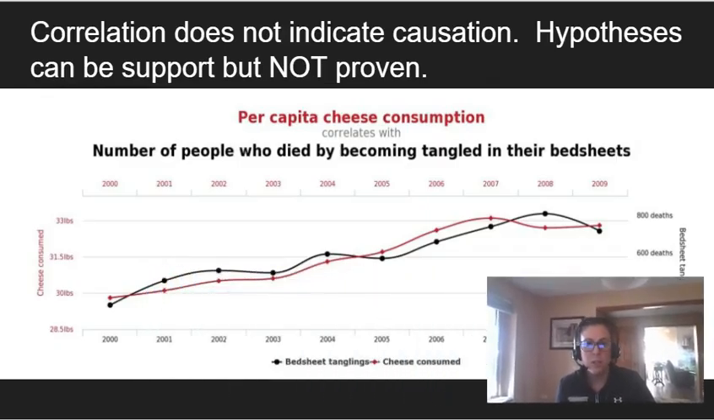So here's one right here. This one's looking at the number of people who died by becoming tangled in their bed sheets, and we have that correlated with cheese consumption. We know that eating cheese does not cause you to become tangled in your bed sheets and suffocate yourself. That has nothing to do with it. But those data points are correlated, but it's not a cause.